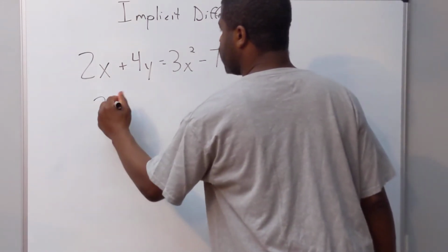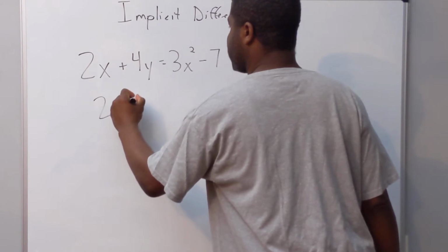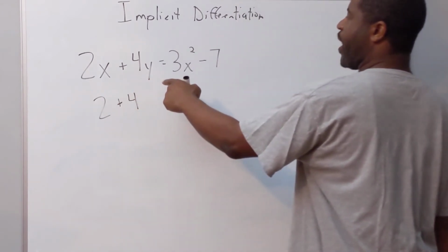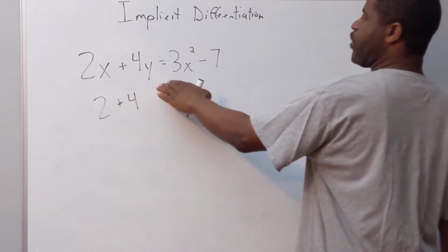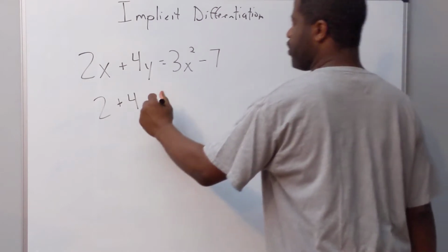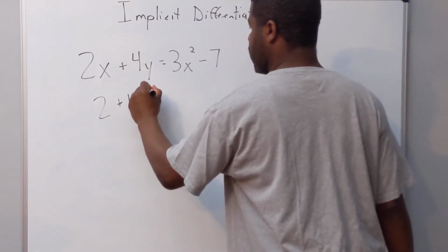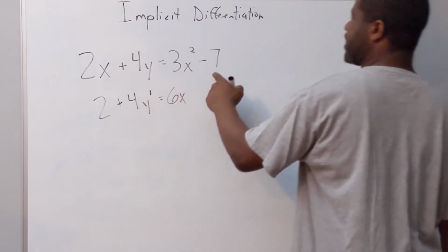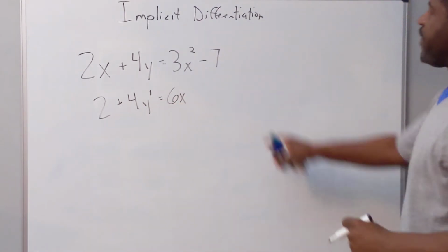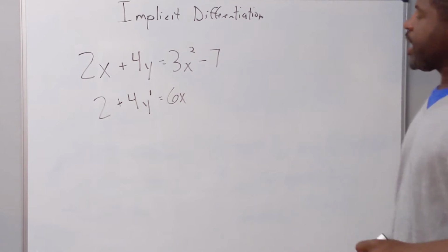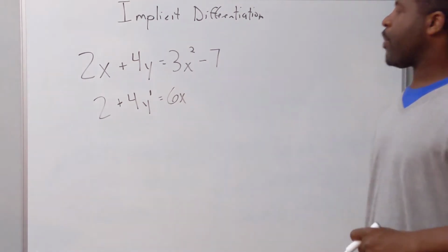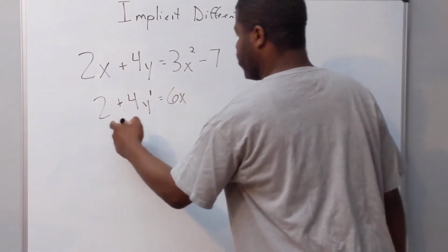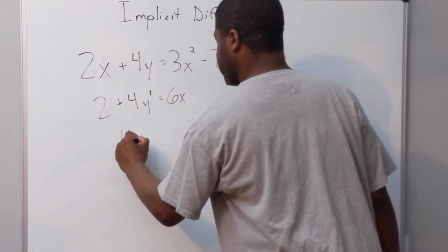All right, so we have 2 plus the derivative of 4y is 4, but every time we find the derivative of a y term, you write y prime equals 6x, and the derivative of 7 is 0. Okay, now we need to solve for y prime. So I'm going to subtract 2 from both sides.